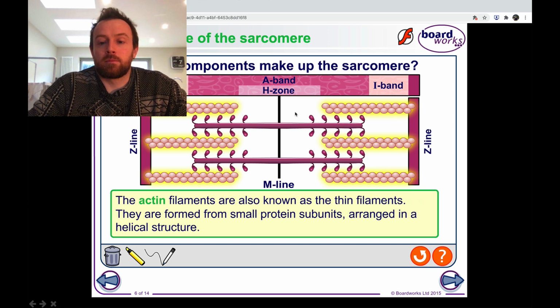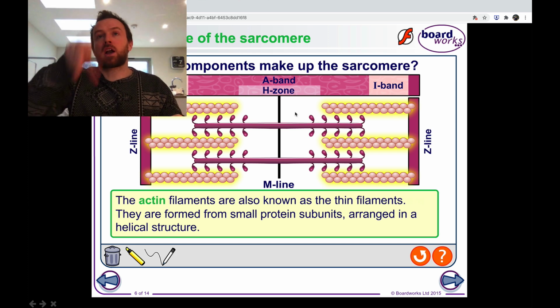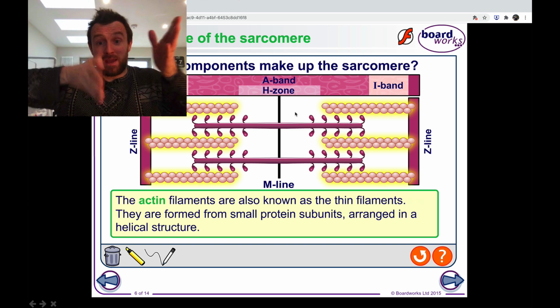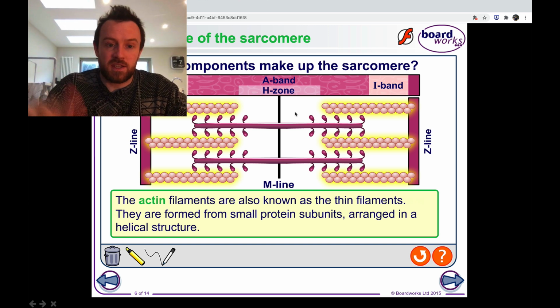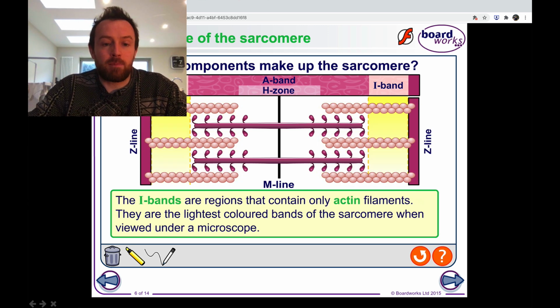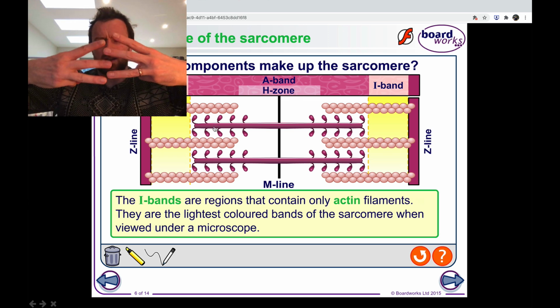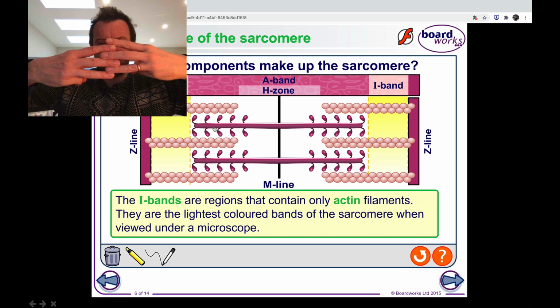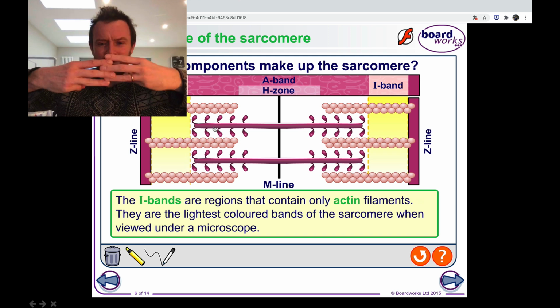The bands really just refer to the different colored bits of the stripy sarcomere that the scientists originally saw. So the I band is the region that has only got actin filaments, where there is no myosin. If you look at my hands, the I band is the bit where my fingers don't overlap.